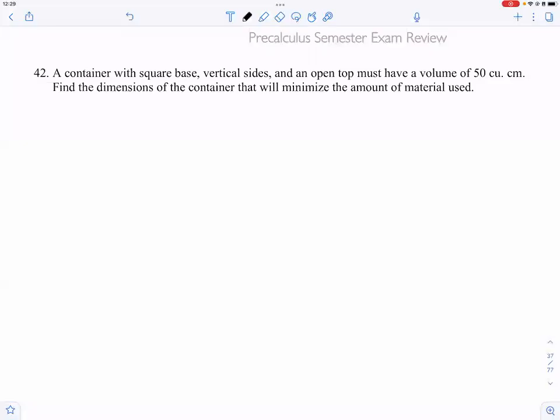All right, for question 42, it is a question under the topic of optimization. So optimization, we are trying to optimize something. We want to minimize the amount of material used. So we are building a container with a square base, some kind of height, with vertical sides and an open top.